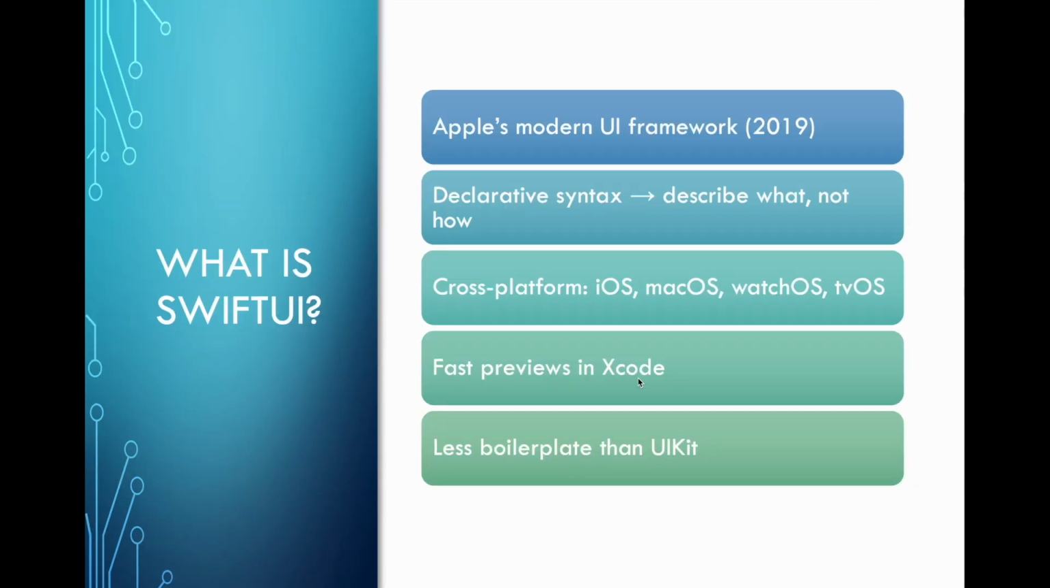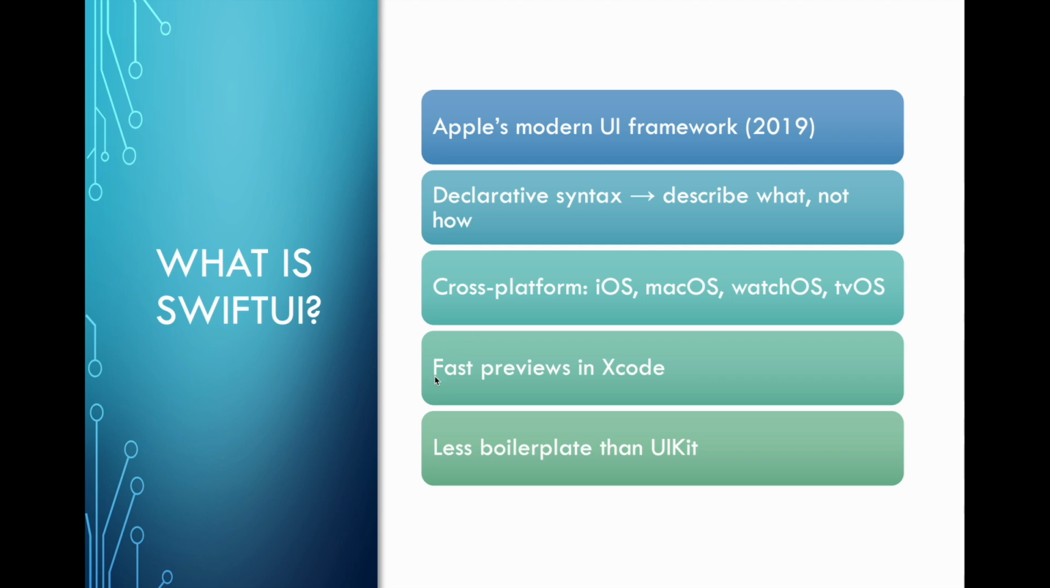Now we will learn what SwiftUI is and what it is used for. So, SwiftUI is Apple's modern user interface framework introduced in 2019. The biggest difference from older frameworks is that it uses a declarative syntax. That means instead of telling the system step by step how to build the UI, we simply describe what the UI should look like, and SwiftUI takes care of the rest.